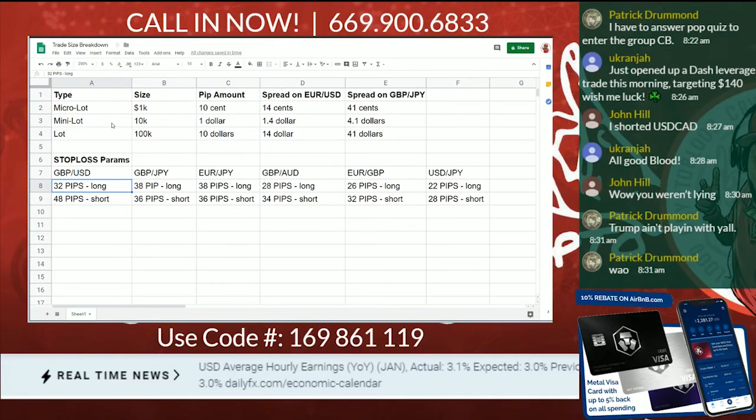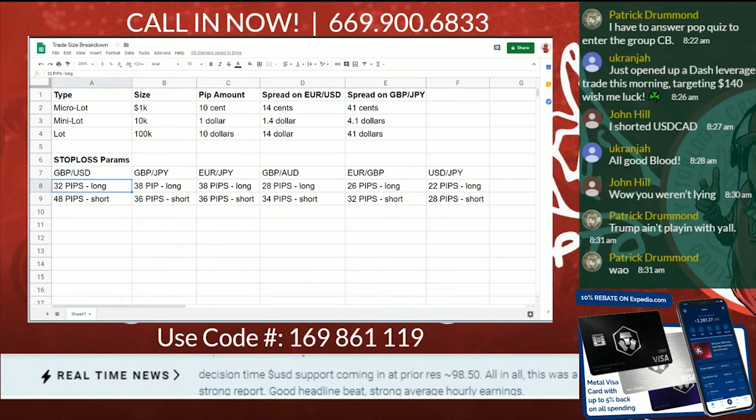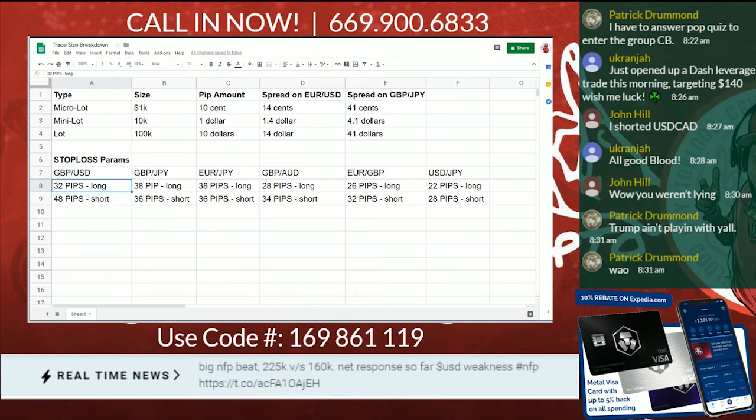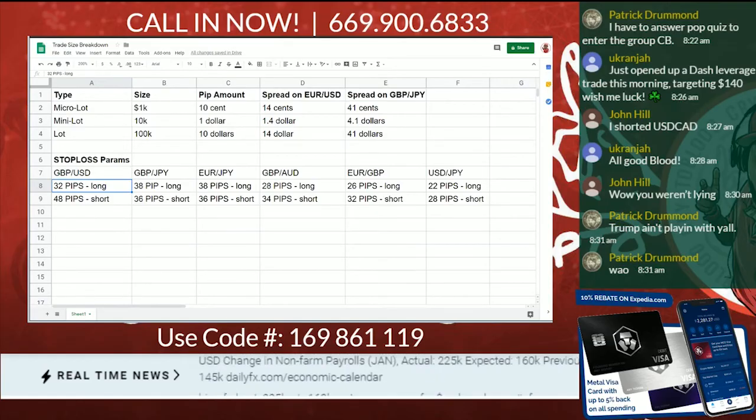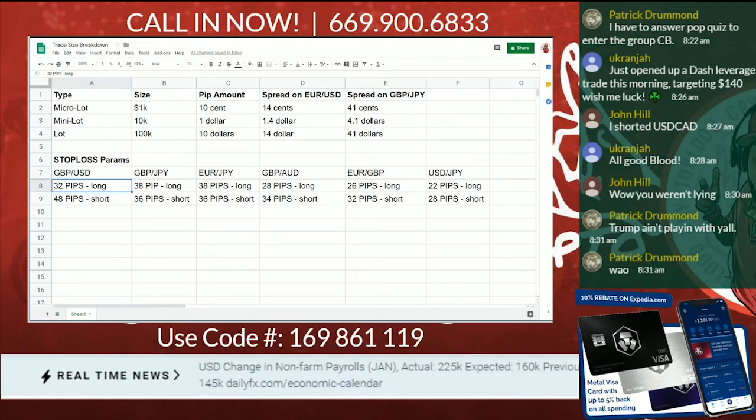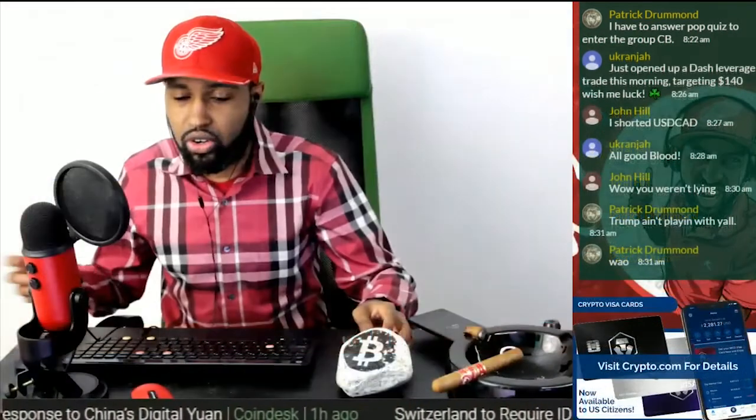If you're doing 5 micro lots, 0.05, that's going to be 184 times 0.05, or 50 cents. So essentially it's just half. So I'm just going to divide by 2. So 92 bucks on that particular trade if you had all 6 pairs on the table at one time. So that's a little bit more in line. I mean, if you got $300, you know what I'm saying?